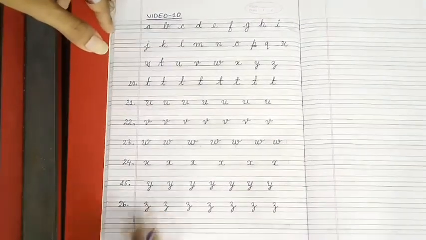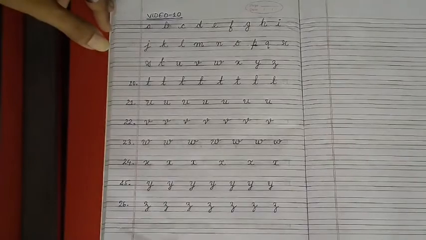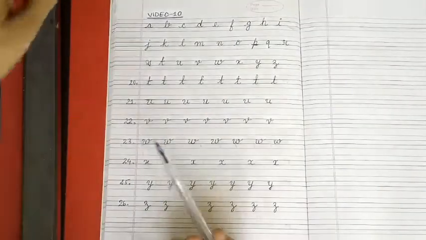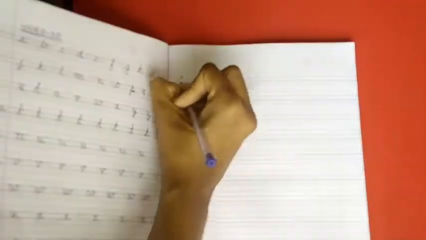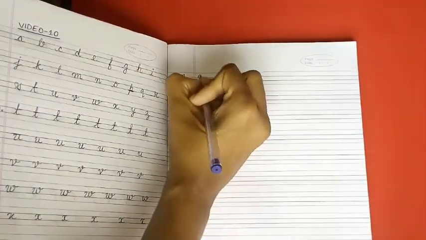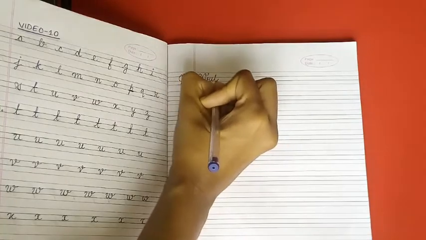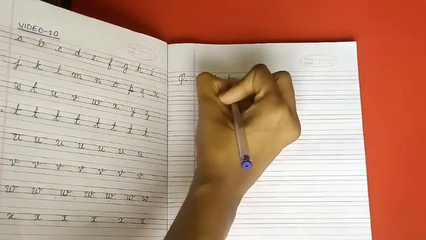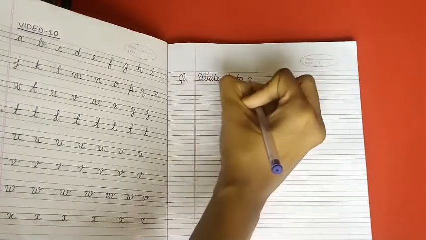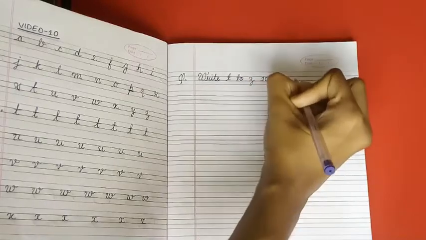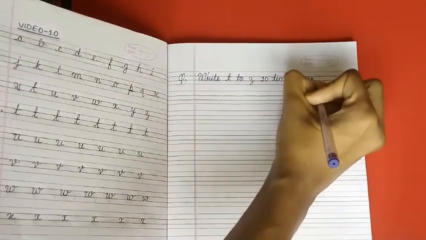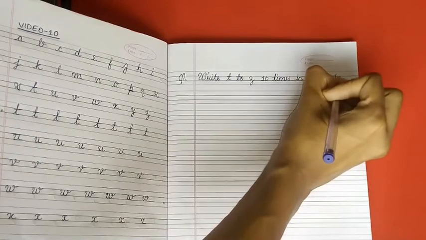So, with this we complete our letters practice in cursive small. What are they? T, U, V, W, X, Y, Z. Okay. Students, what will be the homework for you? As always, your homework is to write T to Z 10 times in your notebook. Okay.